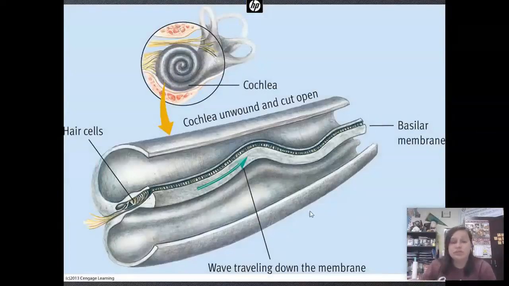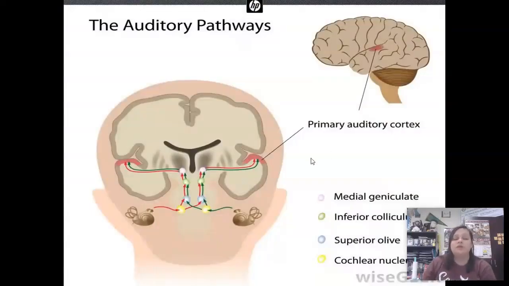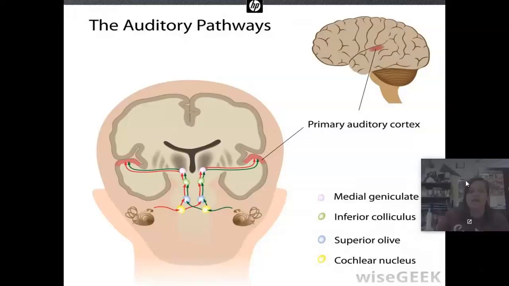An even more zoomed in version here, this is the lining of the cochlea, and here are those hair cells that are in the basilar membrane. And these hair cells can be pretty fragile, and if you experience hearing loss, it's because you have damaged those hair cells.